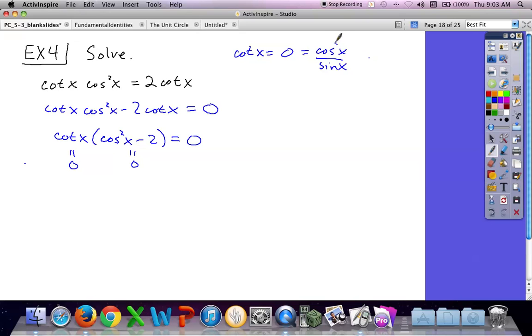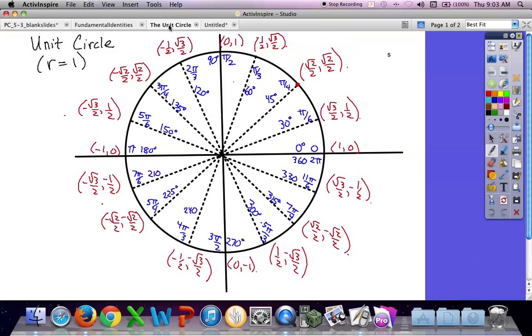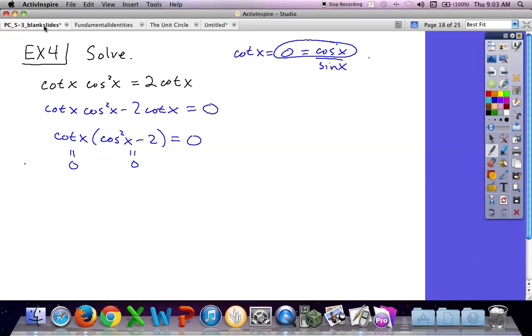Okay. Where does cosine x equal 0? Look on the unit circle. Starting here, going around, pi over 2, 3 pi over 2, 5 pi over 2, right? Every pi around the circle, it equals 0 again. So I would say, for this one factor, x equals pi over 2 plus n pi. Okay, for the other factor, I need to set it equal to 0 and solve, right?